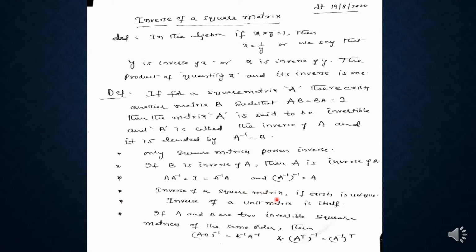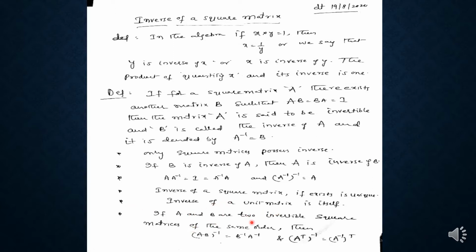Inverse of a square matrix, if it exists, is unique. So if the given matrix is a non-singular matrix, then its inverse exists and is unique. Inverse of a unit matrix is itself. For example, we have given a 3 by 3 unit matrix I3, that is 1 0 0, 0 1 0, 0 0 1. Then its inverse is itself, the same 1 0 0, 0 1 0, 0 0 1.